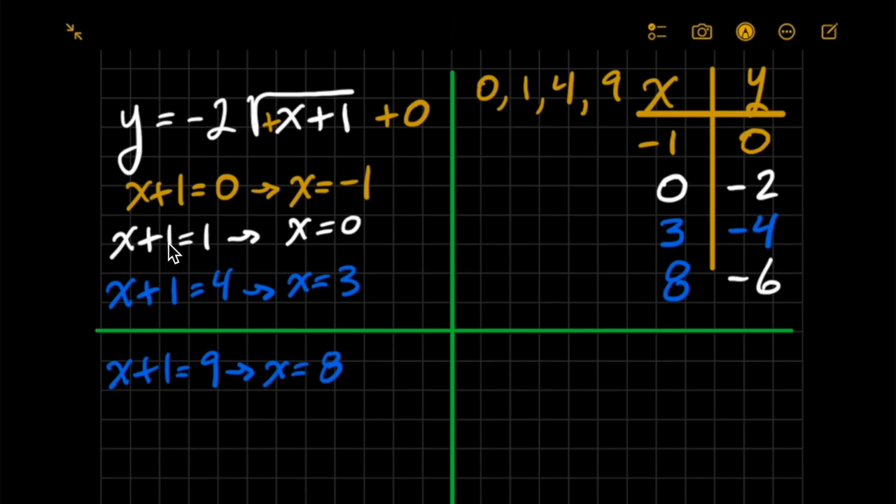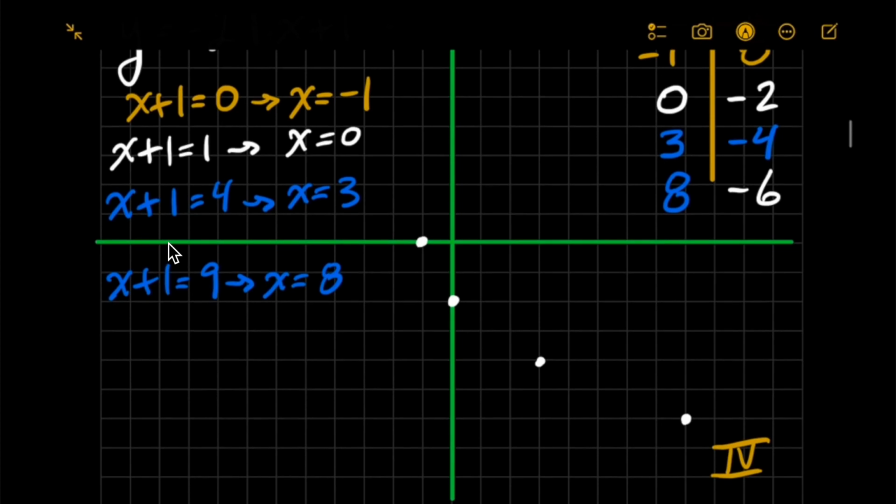First point is going to be our origin, which is going to be negative 1, 0. Next, we're going to have 0, negative 2, 3, negative 4, and finally 8, negative 6, like so. So here, folks, is a more precise graph.